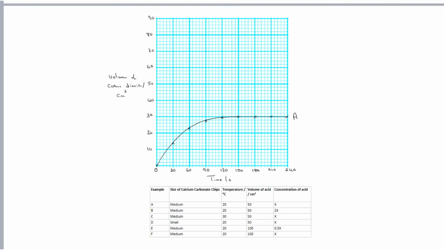The concentration is the same. Therefore, the rate of reaction and therefore the gradient is going to be about the same. Let me draw the graph in for you. That's what we're going to be looking for. So pretty much the same gradient, certainly at the start, double the volume of carbon dioxide being produced.